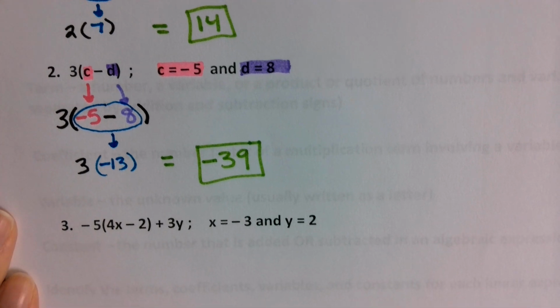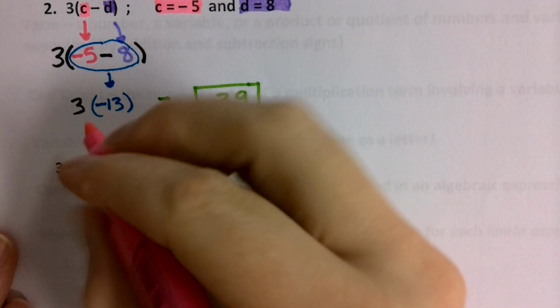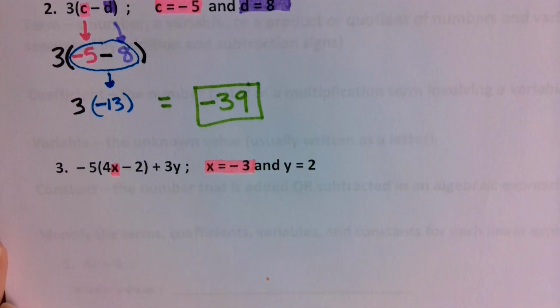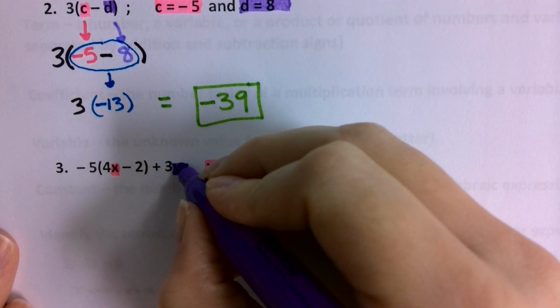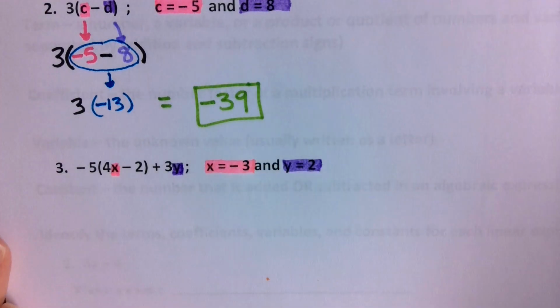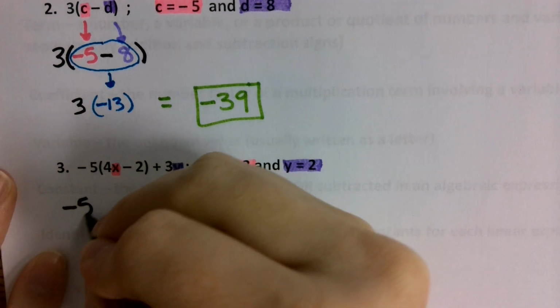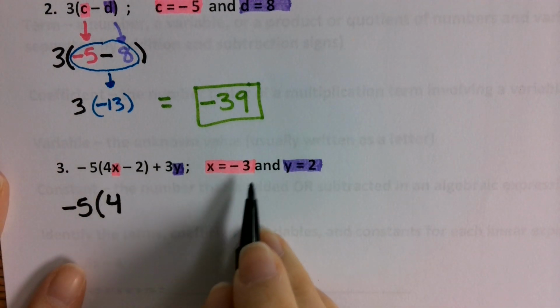Let's try problem 3. So for problem 3, we have a value for x. We're going to replace the x with negative 3. And then we have a value for y. We're going to replace the y with a positive 2. And nothing else is going to change.